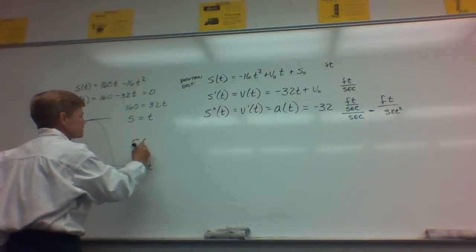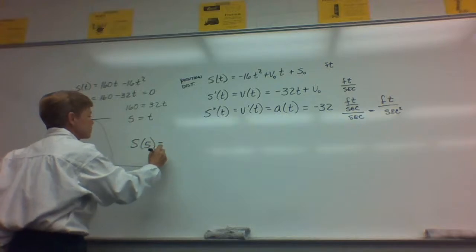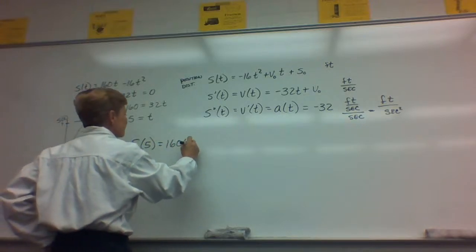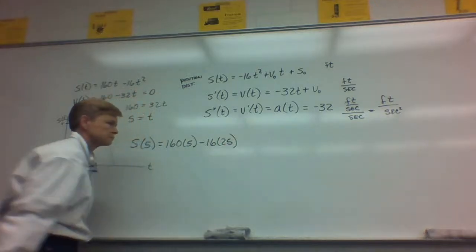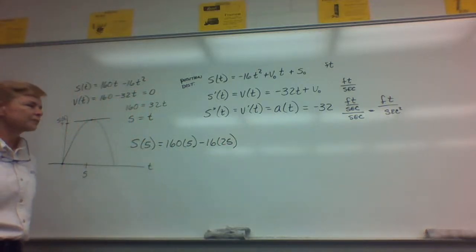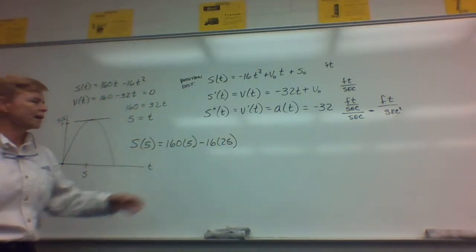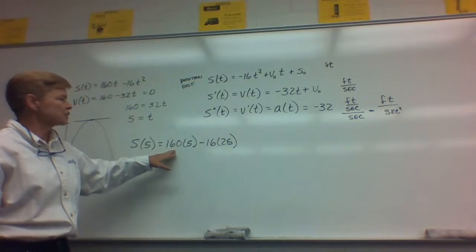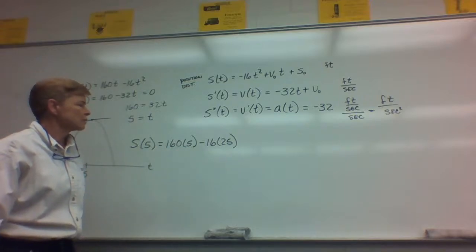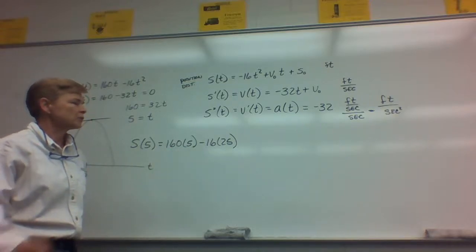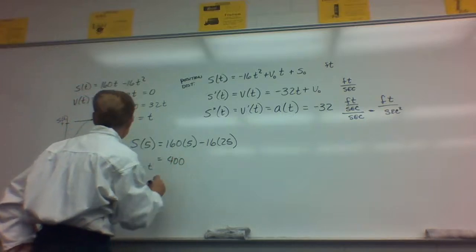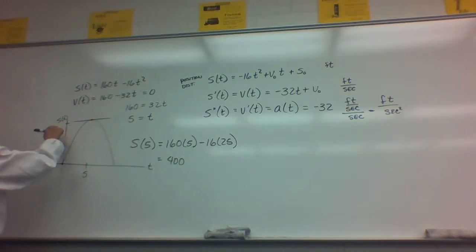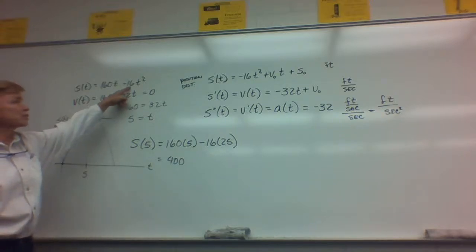We want to find s of 5. And that's going to be 160 times 5 minus 16 times 25. We use our calculators now. 16 times 25 is 400. 160 times 5 is 800. And 800 minus 400 is 400. So the answer to that first question right here is 400 feet. And it is feet because this is measured in feet per second.